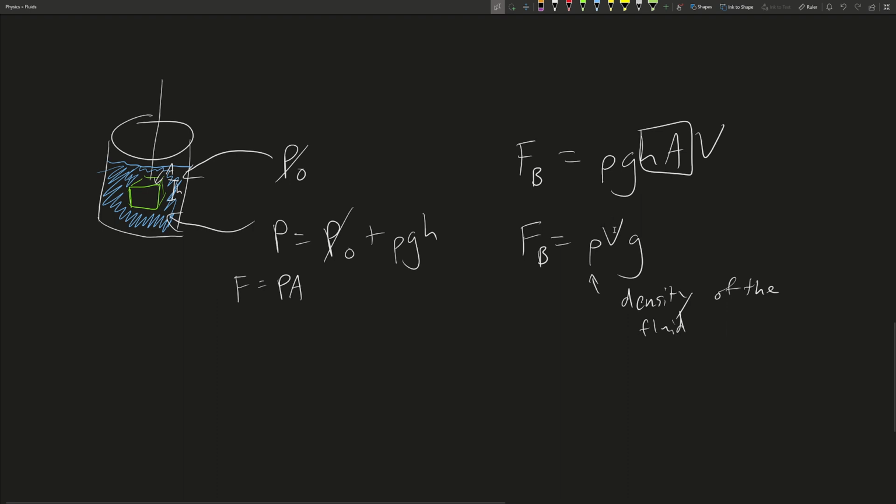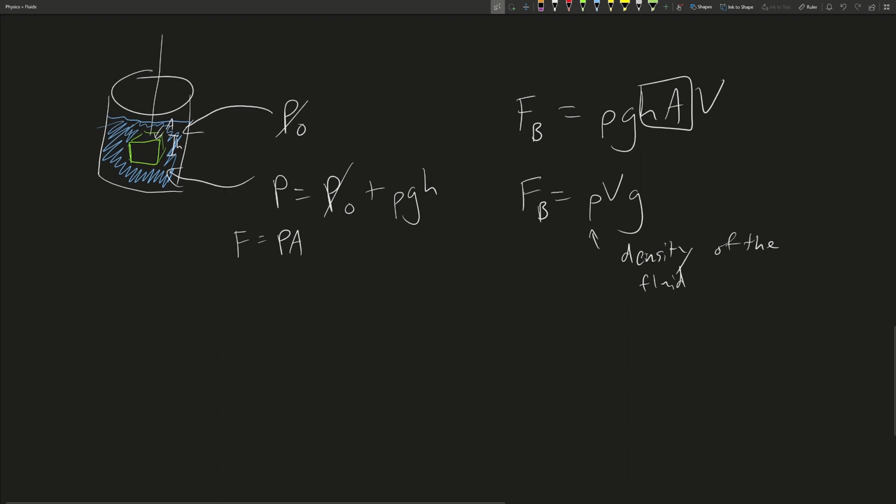And so this volume is the volume that this object displaces. So the buoyant force is going to be proportional to the volume of water that it displaces. It doesn't depend on the density or the mass or even the shape of the object itself. It only depends on the volume of water that the object displaces.